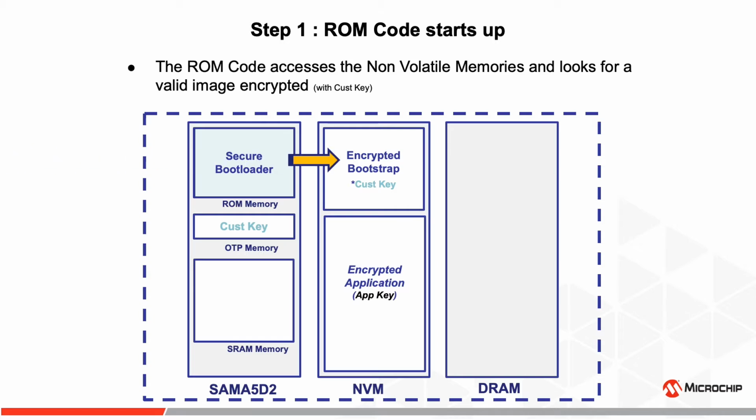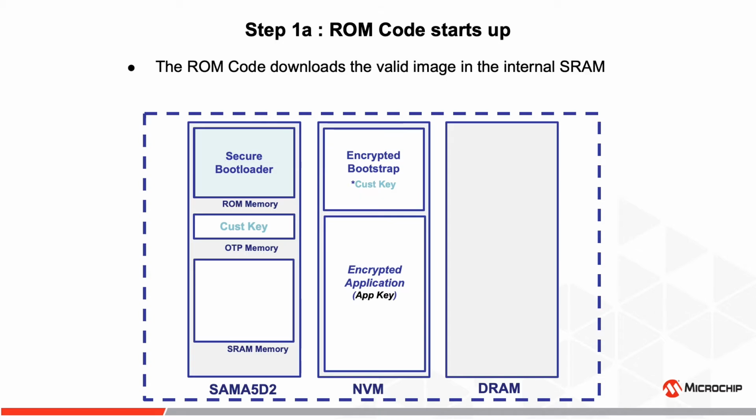The image is validated using the hash engine and the customer key in the OTP fuses. The ROM code then moves the encrypted Bootstrap image from the non-volatile memory into SRAM, still encrypted. The boot ROM then decrypts and rewrites the decrypted Bootstrap image into internal memory and authenticates the Bootstrap signature.